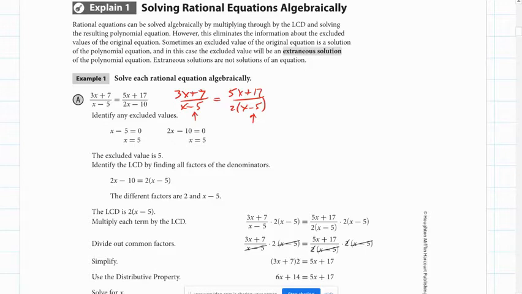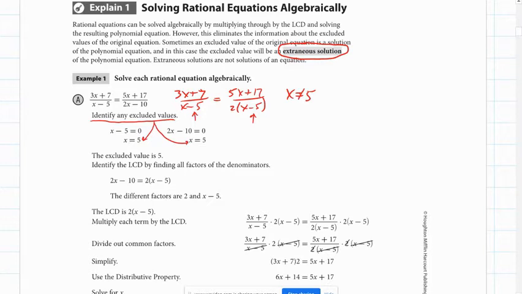So if we got a solution and we tried to plug it in and it made this denominator 0, then that's not really going to be a solution that works. So we call that an extraneous solution. When we get a solution that doesn't actually work, that's called extraneous. And so we see right away that x cannot be 5. We call that an excluded value. It says here, identify any excluded values. So both of them give us the same excluded value, x equals 5.